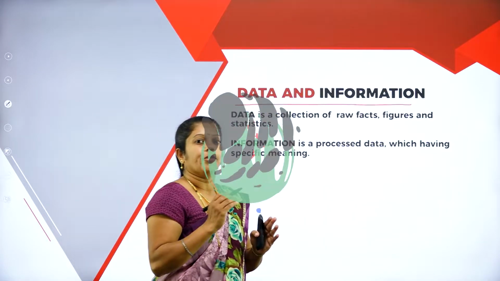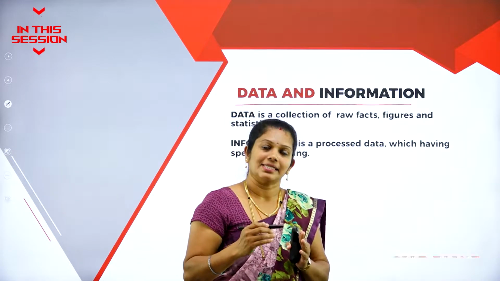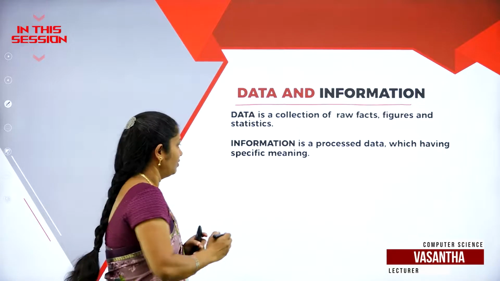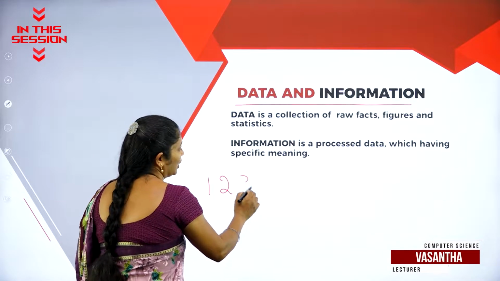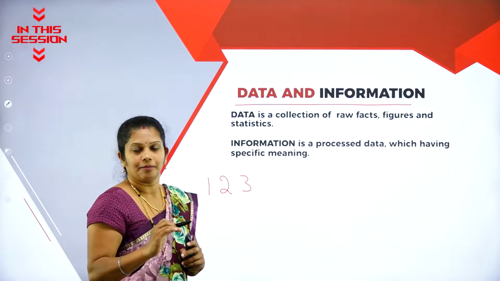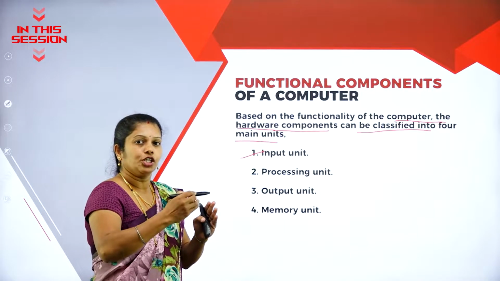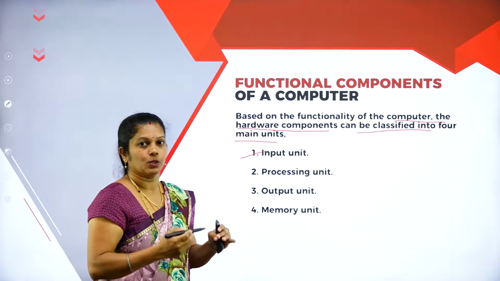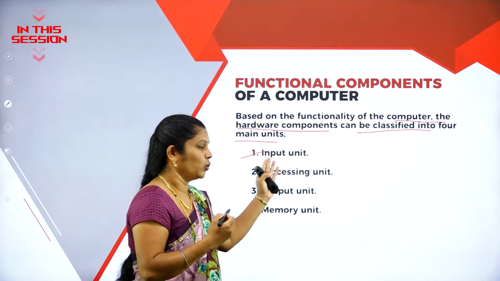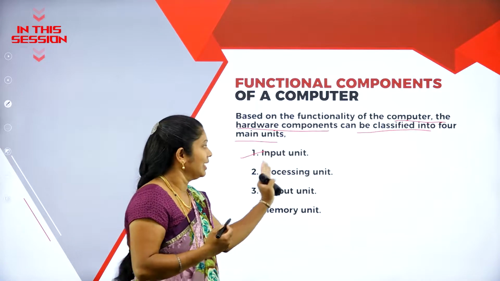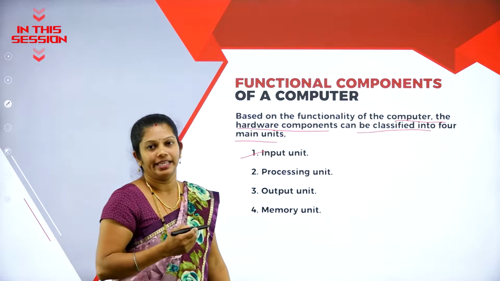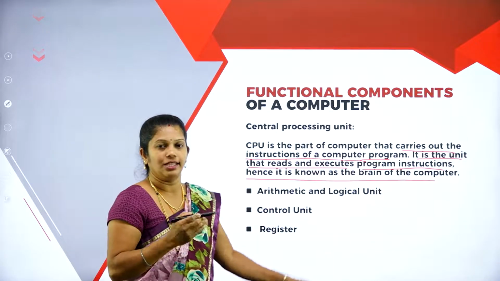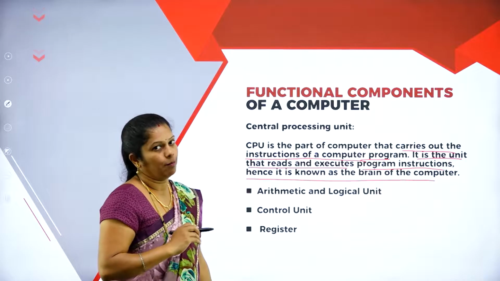Data is raw facts, figures and statistics, whereas information is processed data. For example, if I write 123, then it is data. Input unit helps to give input data to the computer for processing purpose. Whatever the user gives with the help of an input device can be called the input unit. Depending upon the type of CPU, we classify which type of computer it is.